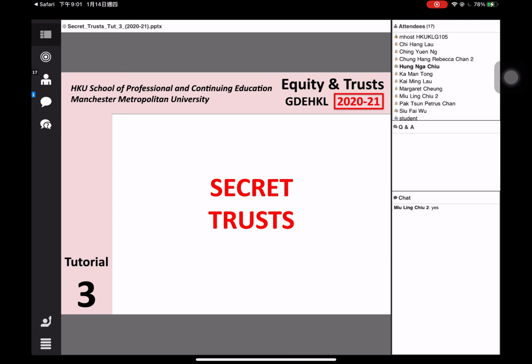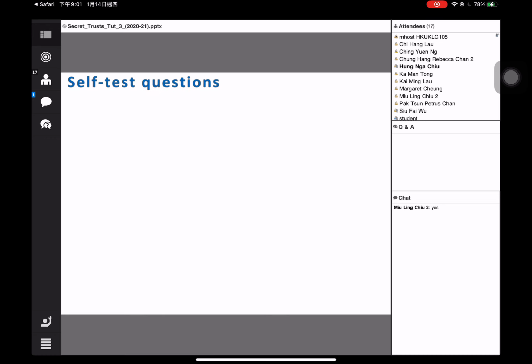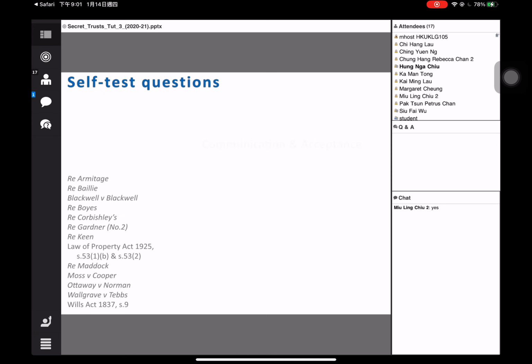Now, let's just have a quick recap of those self-test questions. The cases on the left-hand side of the screen here are all the cases that are relevant, I think, to the self-test questions, and basically these probably constitute most of, if not all of the fundamental authorities you need to be aware of for answering a question on this topic. But anyway, question number 1, traditionally, why were secret trusts used to dispose of property?